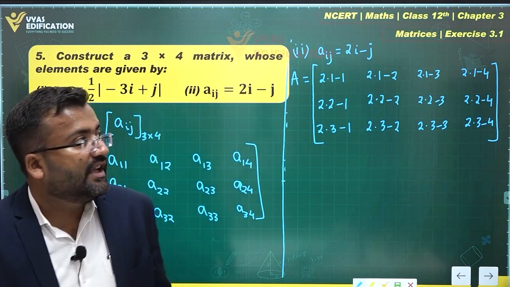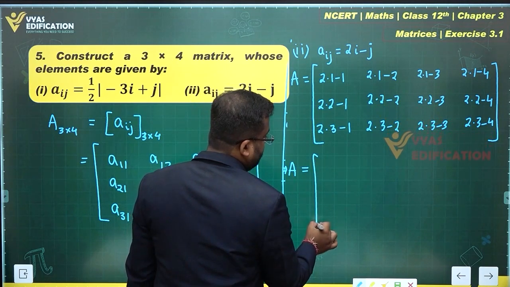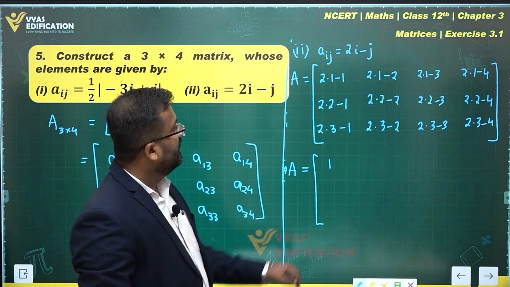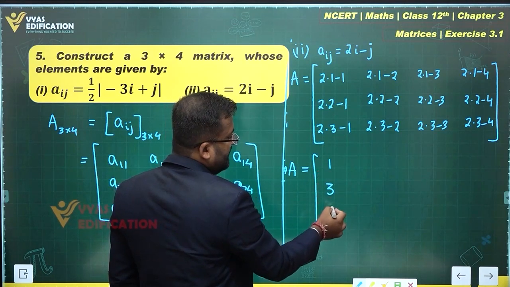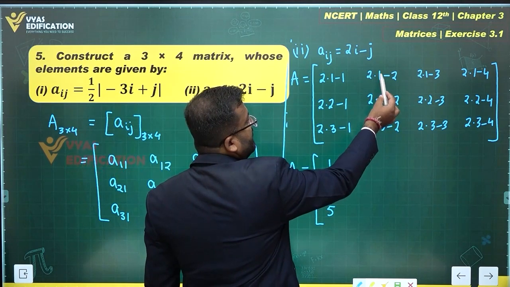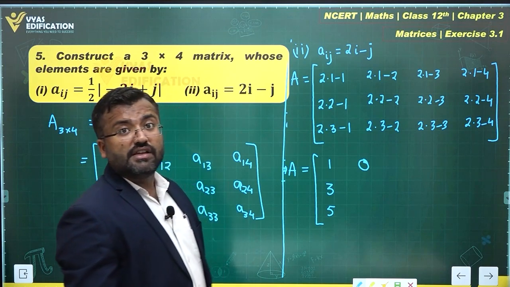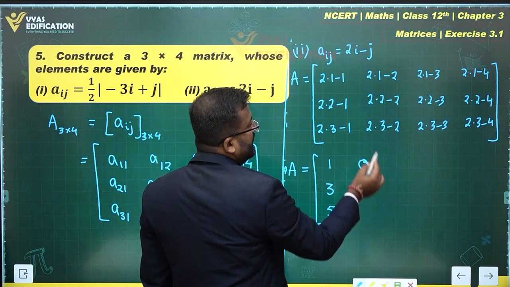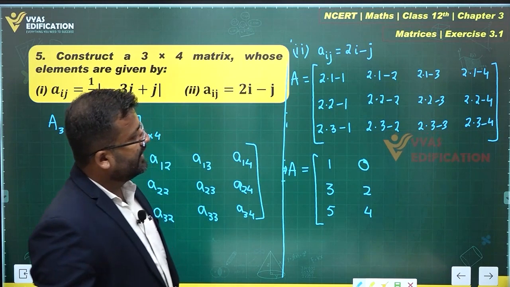What are the values of each of the elements? Let's write that. This implies A equals 2 times 1 is 2 minus 1 is 1. 2 times 2 is 4 minus 1 is 3. 2 times 3 is 6 minus 1 is 5. These are the values that you will be getting, right? This is 2 times 1, which is 2 minus 2 becomes 0. Right or not? Yes. This is 2 times 2, 4 minus 2 becomes 2. 2 times 3, 6 minus 2 becomes 4. This is what you get, right?